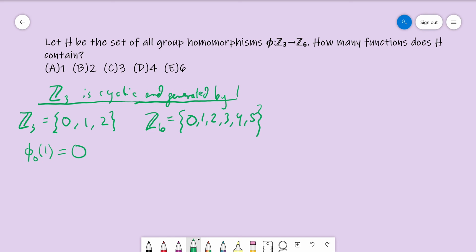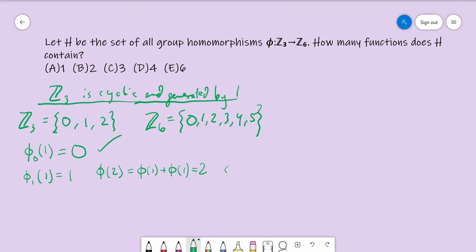Well, that's just the trivial homomorphism. It'll map all the elements to the 0 element. So yeah, that works. Let's look at phi 1, which maps 1 to 1. Well, let's think about that. What is phi of 2 going to be? Well, that's supposed to be phi of 1 plus phi of 1, which is going to be 2. Okay, so far so good.